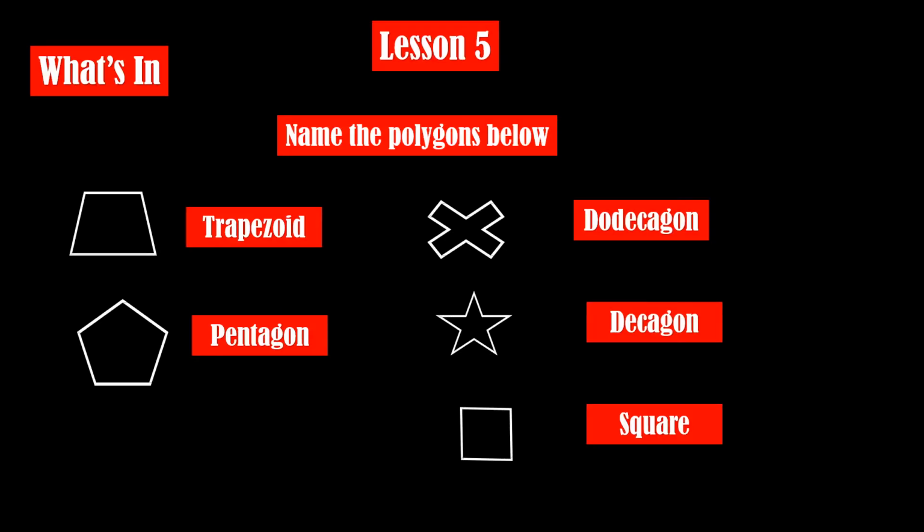Okay, now let us go to lesson 5. What's in? Name the polygon below. So, number 1, we have this is a trapezoid. Okay? Now, this one is called pentagon. Why pentagon? Because it has 5: 1, 2, 3, 4, 5 sides.